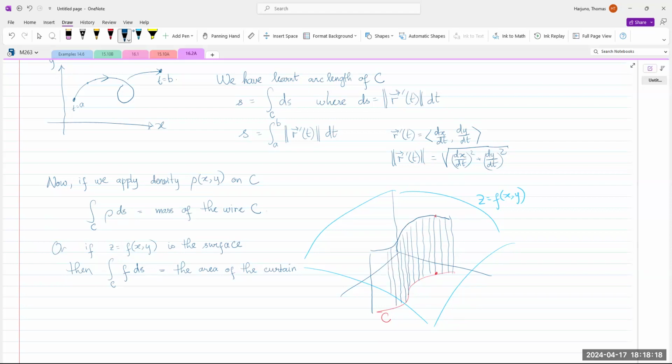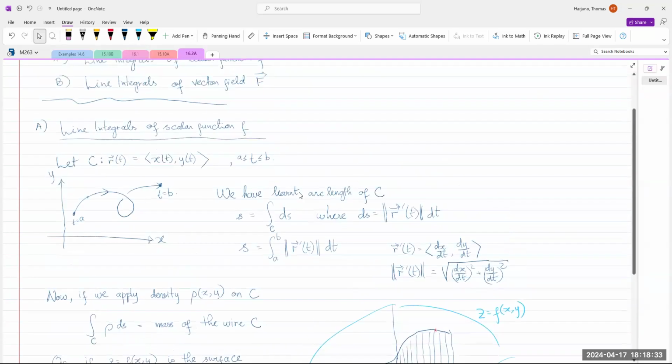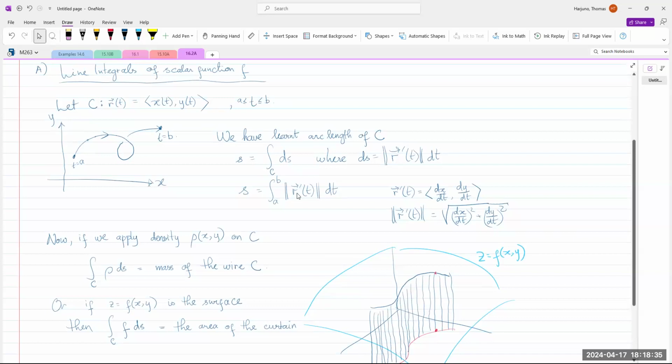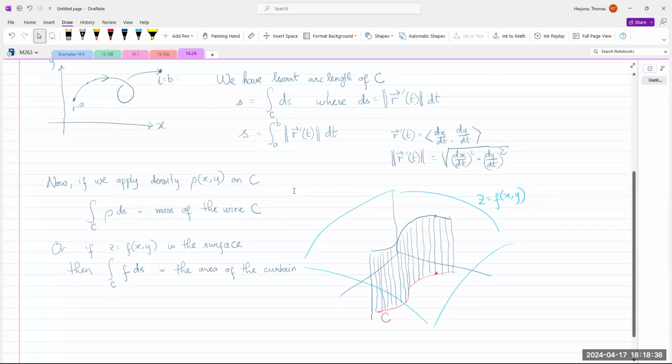From now on, you will remember Thomas and you'll remember this topic. Okay, that's the area of the curtain. Here I use C as a two-dimensional curve, but the idea extends to R3, to three dimensions.